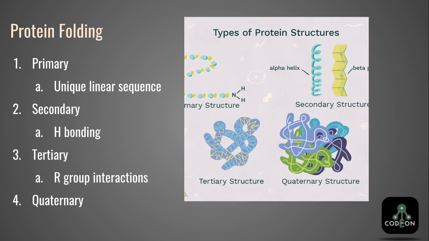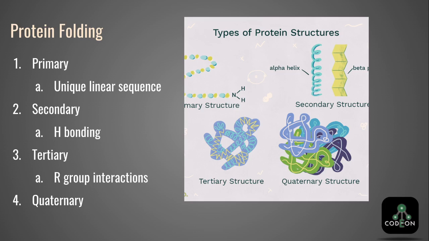Something that's really important about proteins is the way that proteins fold. And I emphasize this because this is extremely important for the AP Biology exam. You have to know these different structures. At the most basic level, we have primary. We know that this is just the linear sequence of amino acids. This is going to be unique for every protein.